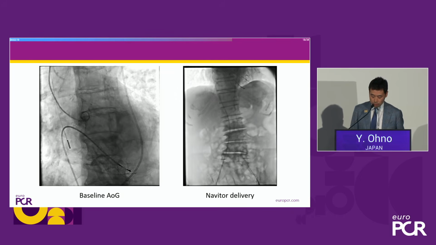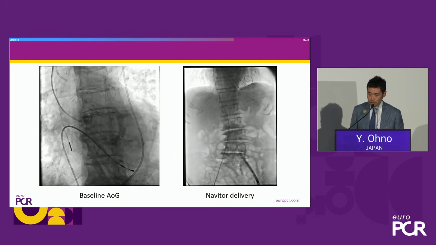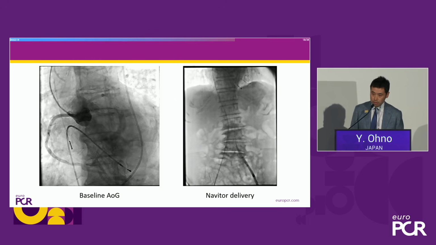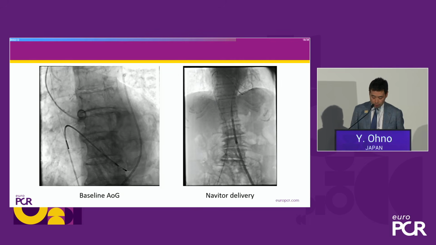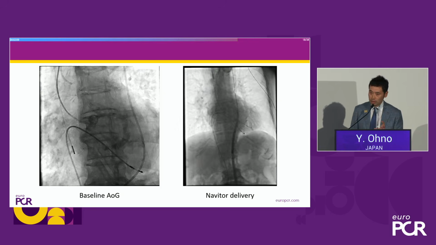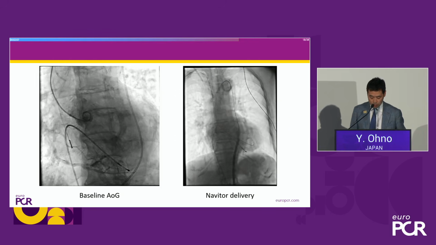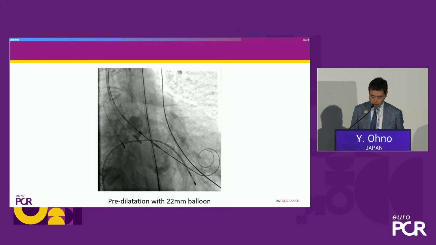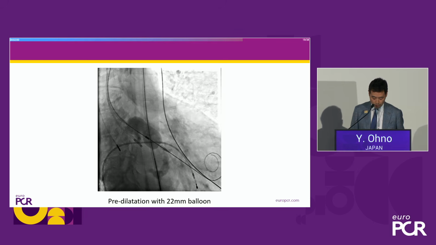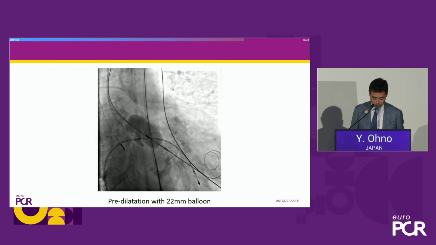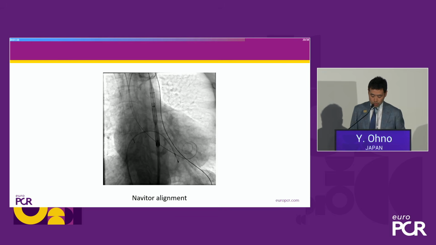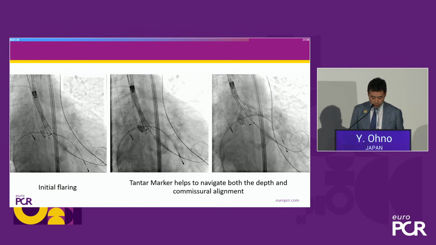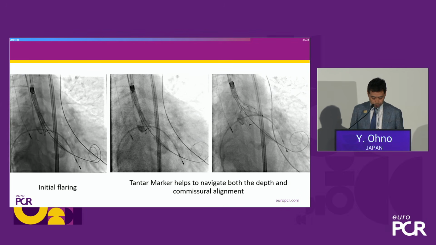As for the Navitor delivery system, 14 French, nicely coated with hydrophilic coating. So even with this kind of anatomy, peripheral artery without significant calcification, we can quite easily go with this system. Good predilatation with a 22 millimeter balloon. And then, as we are fortunate to have Navitor Vision with 3 markers, we try to align the valve to achieve a commissural alignment in the descending aorta.